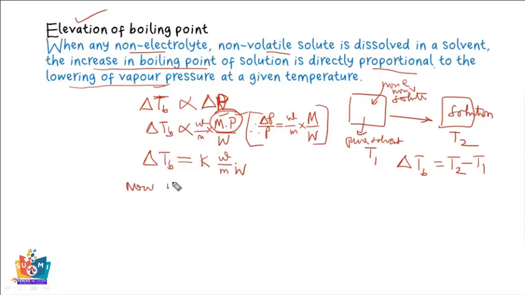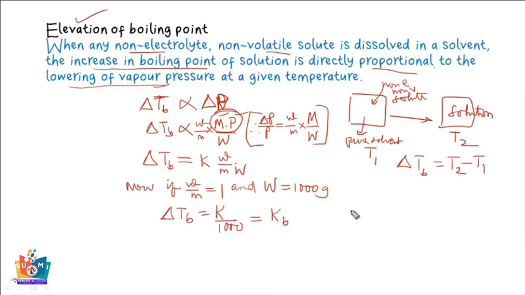Now, if w by m, that is the number of moles of solute, is 1, that is 1 mole of solute is taken, and capital W equals 1000 gram, this is the condition of molality, you remember that? We are imposing the condition of molality. Then this equation becomes delta TB equals K divided by 1000. Now K is a constant, 1000 is a constant number. We can write this as KB. Therefore, K equals 1000 KB.